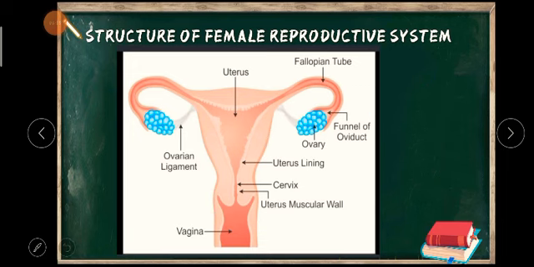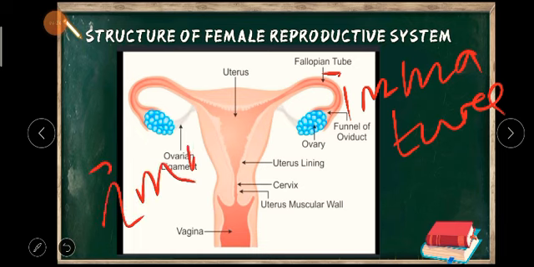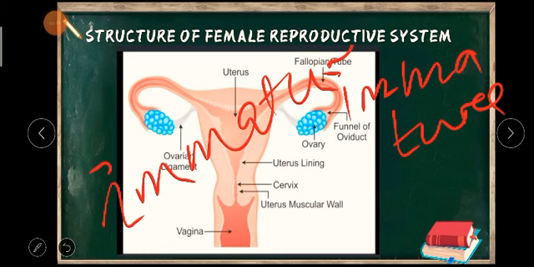So let me tell you what happens. This ovary contains a number of eggs even when the girl is in childhood. When the girl is in her childhood stage, at that time only this ovary contains a number of eggs, but those are immature eggs, or immature ovum. Before puberty the girl has immature eggs inside her ovary.